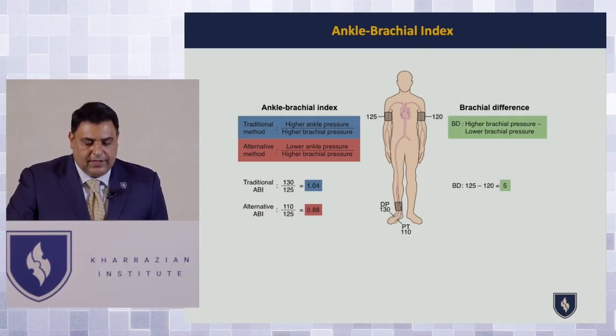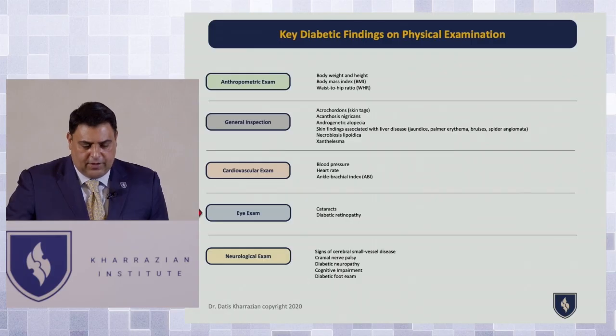Another key thing you can do is the ankle brachial index. You check their blood pressure in their arm compared to the blood pressure in their legs. Anything below 0.9 means they have some type of early vascular peripheral arterial disease. They're not getting blood flow through their extremities very well. So that's another important test you can do in your office.